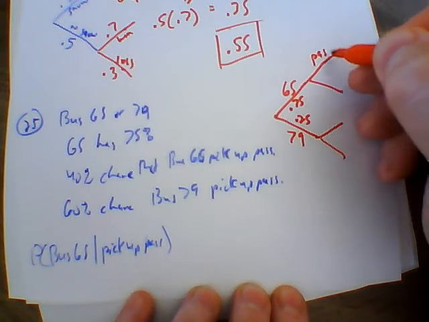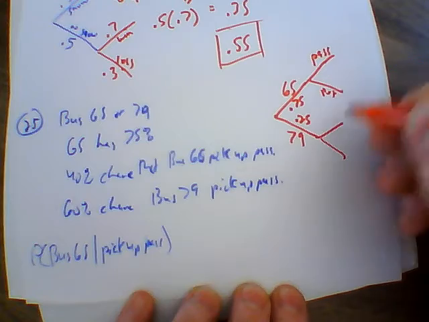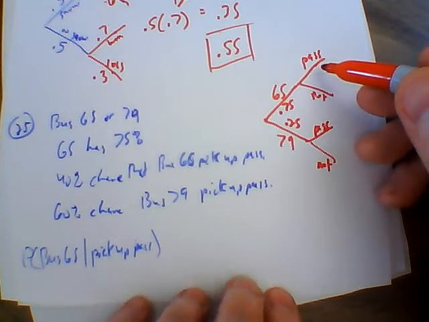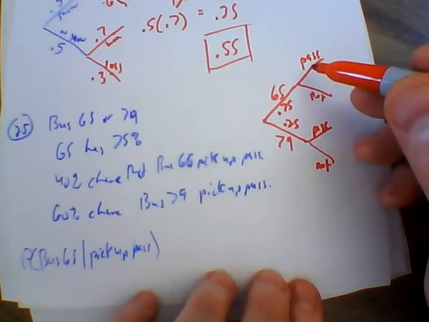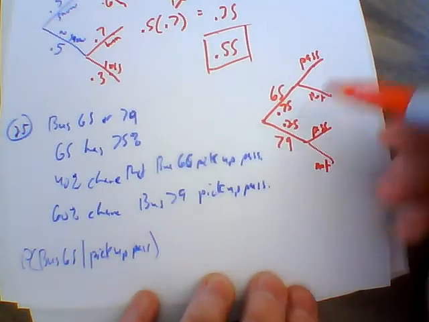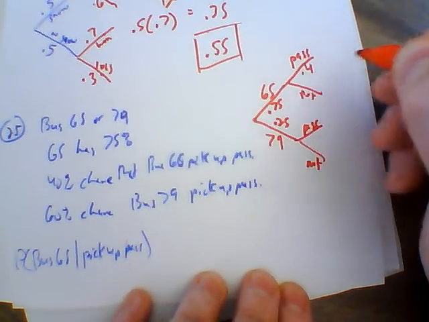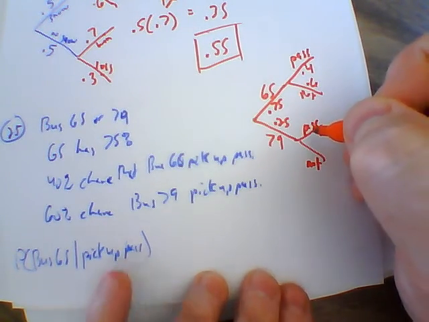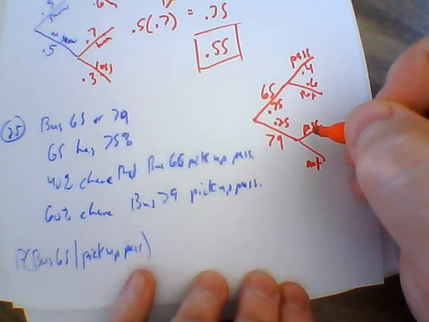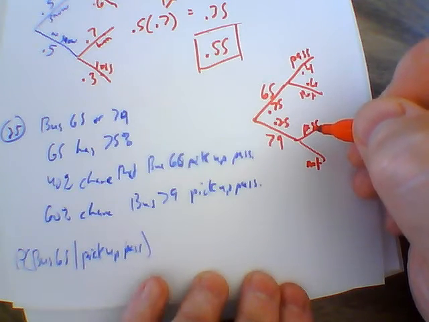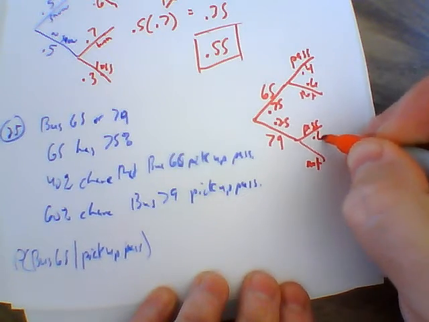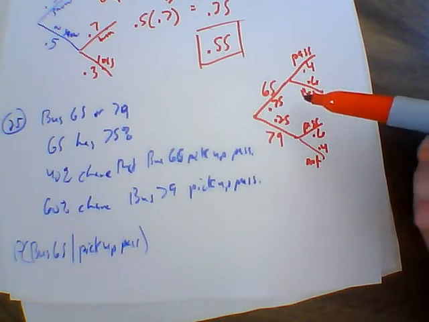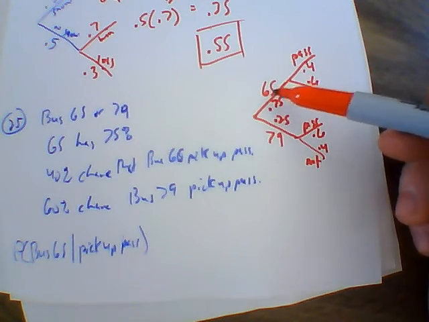Now, if we consider after this, we'll talk about having passengers or not passengers. So I'm just going to go pass or not, and I'll go pass or not. If we consider what's happening here on bus 65, there is a 40% chance that it picks up passengers, leaving a 60% chance that it's not. On bus 79 now, there is a 60% chance that you're going to pick up passengers, so 0.6, leaving a 40% chance of not.